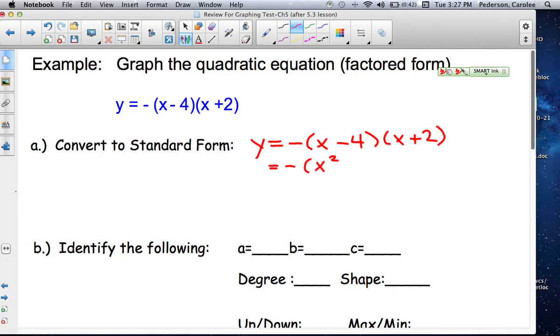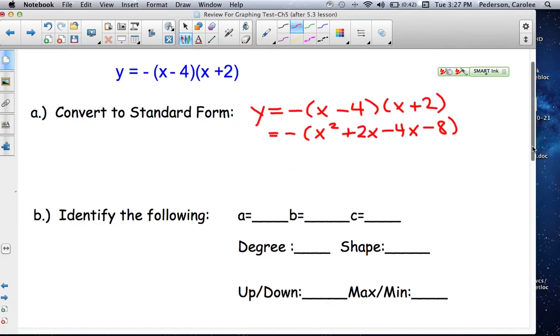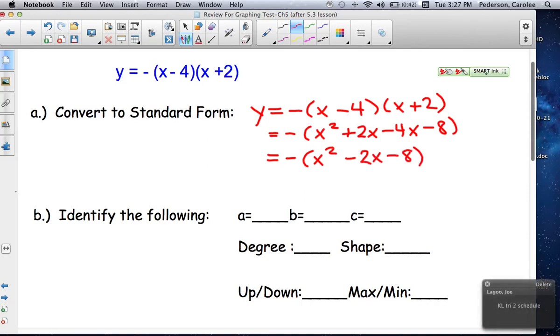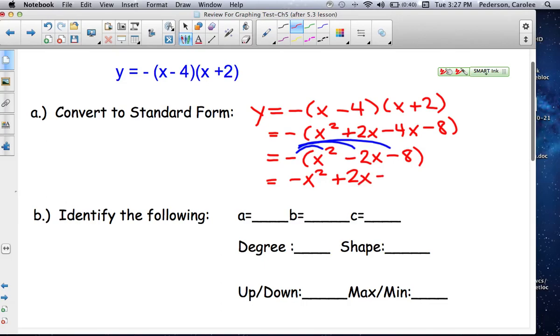So I have x squared plus 2x minus 4x and then negative 8. And then I'll combine like terms in the middle. So 2x minus 4x is negative 2x. And then remember, you have a negative in front of this parentheses, so we have to distribute it through to all three terms. That's going to change the sign. So now we have negative x squared, positive 2x, positive 8.